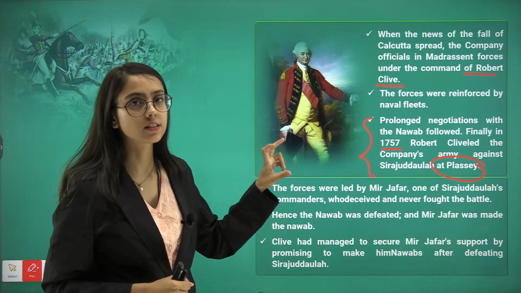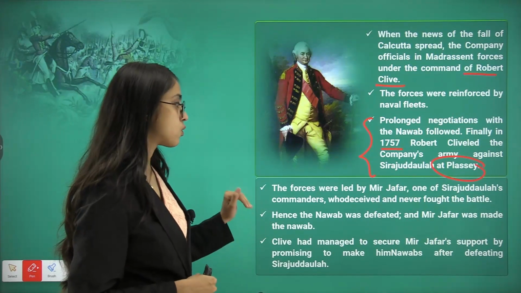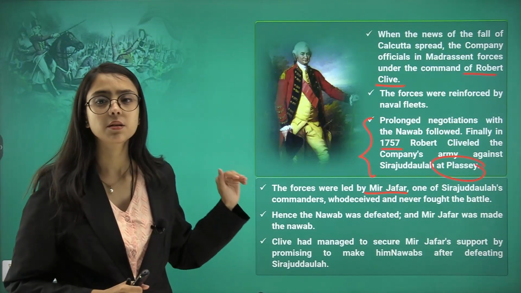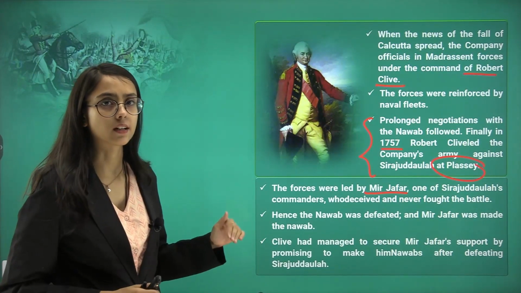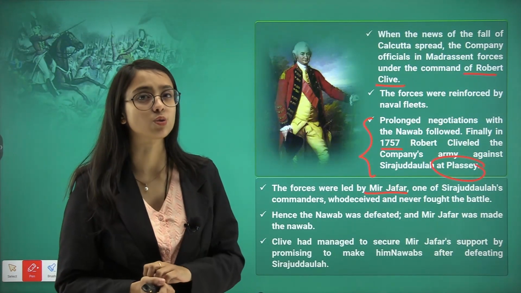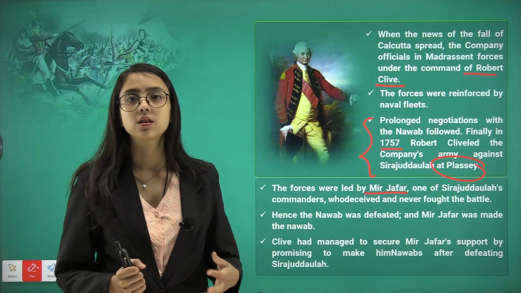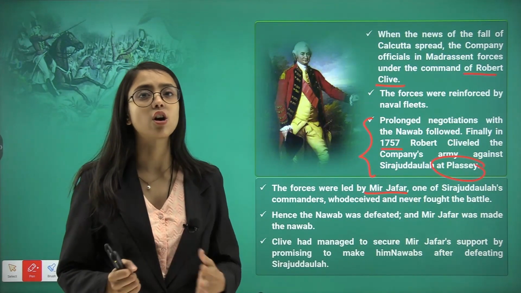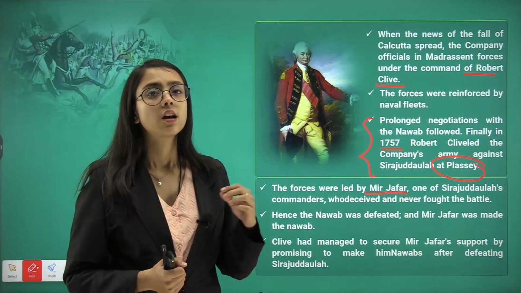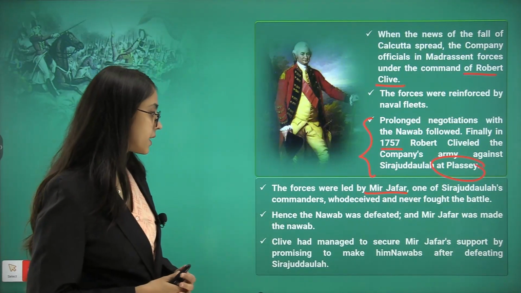The English East India Company's forces were led by Robert Clive, whereas Sirajuddaullah's forces were led by Mir Jafar. His commanders deceived him and never fought the battle. There was a lot of agitation within Sirajuddaullah's army, and there were traitors within it. These commanders deceived him and never fought that battle, which led to the decline of Sirajuddaullah's rule in Bengal. Hence the Nawab was defeated and Mir Jafar was made the Nawab.